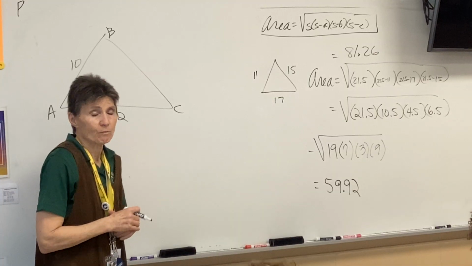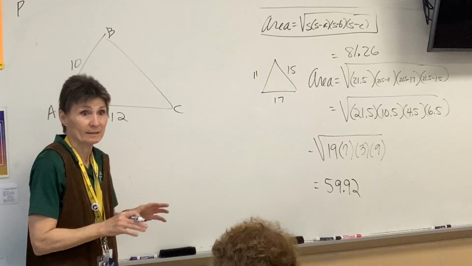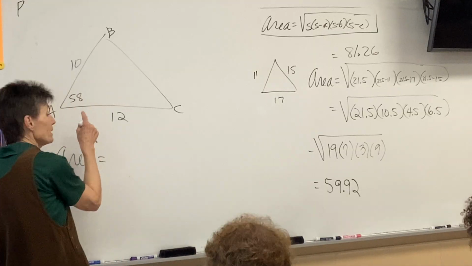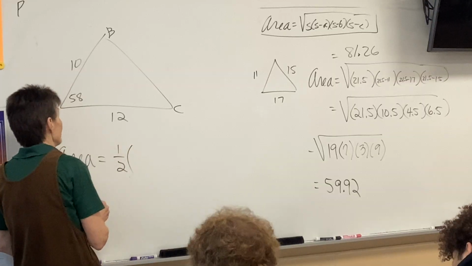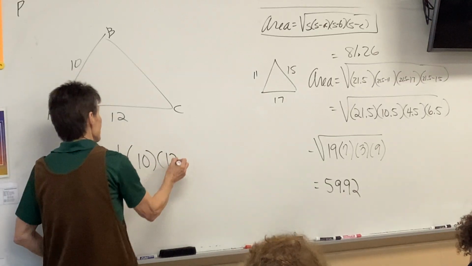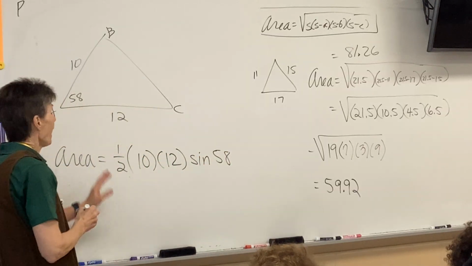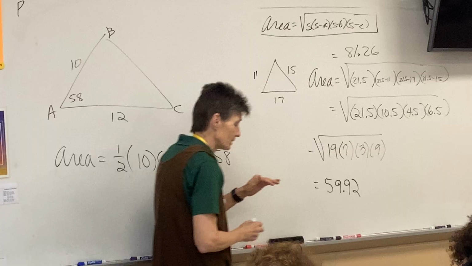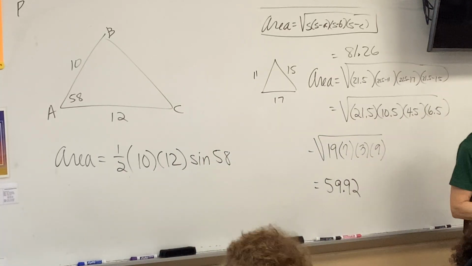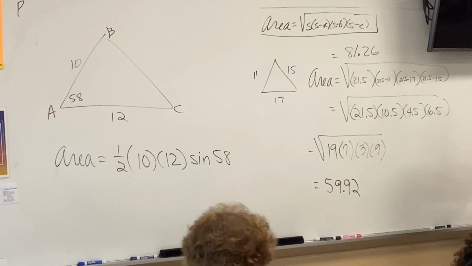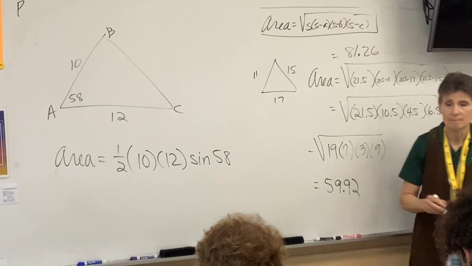If you thought Heron's formula was easy, hold on to your hats. This is insanely simple. The area of that triangle is 1/2 times 10 times 12 times sine 58. I don't have to do any work. I don't have to do anything except write it down and type it in. 1/2 times 10 times 12 times sine 58.